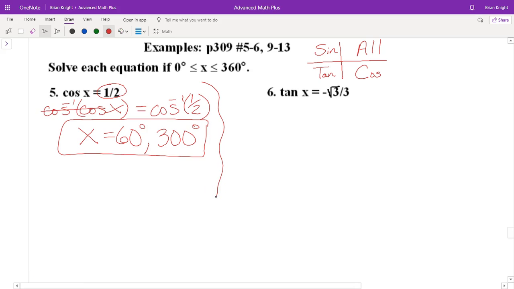All right. Let's try tangent. What are we going to take to get rid of the tangent? Inverse. So x will equal the inverse tangent of negative square root of 3 over 3. I put that in my calculator. Your answer might surprise some of you. What do you get?